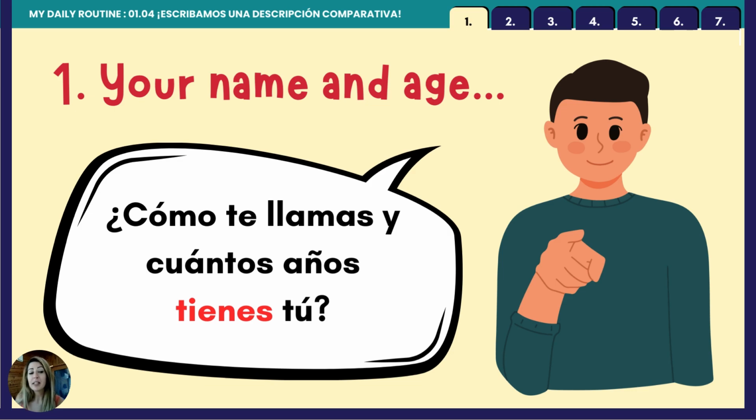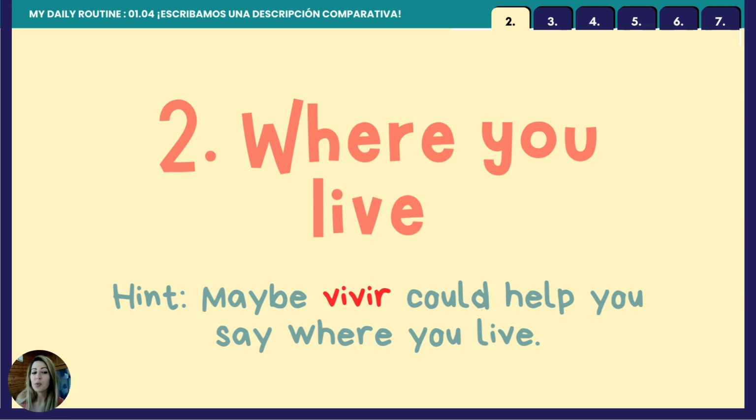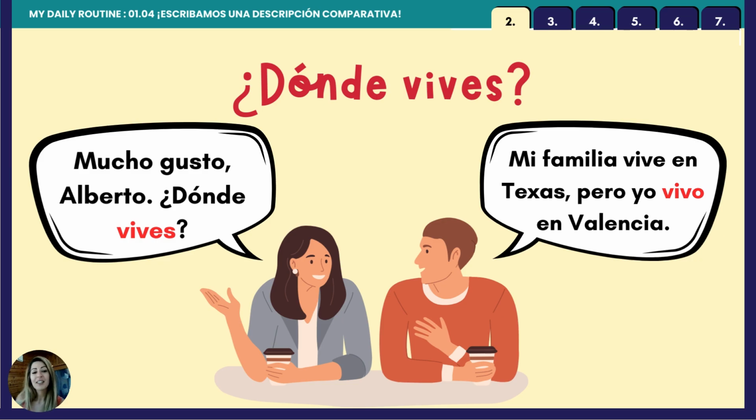So in this actividad, you will start with your name and age. ¿Cómo te llamas y cuántos años tienes tú? The second requirement is where you live. So in this case, the verb vivir is going to be very important because that means to live.